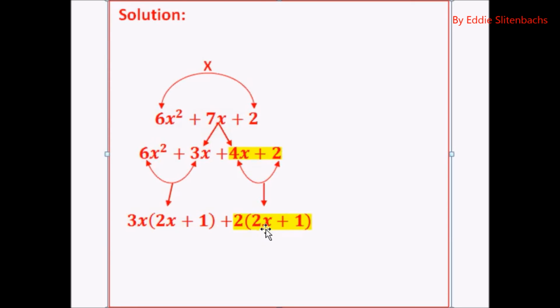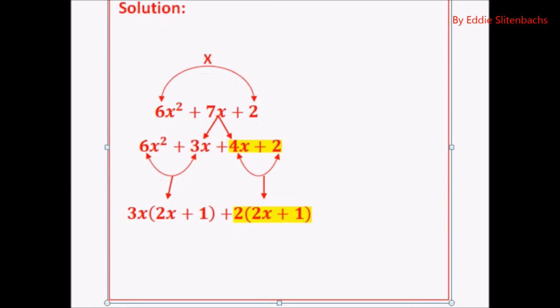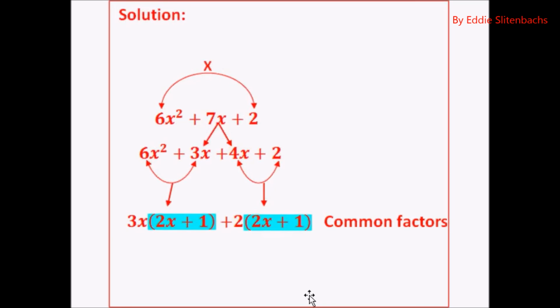Now hopefully you'll notice something here. The two bracketed terms are actually the same. When we look along there, the two bracketed terms, 2x plus 1 and 2x plus 1, are a common factor on that whole line. And when we have a common factor, we can take it out the front and factorise.